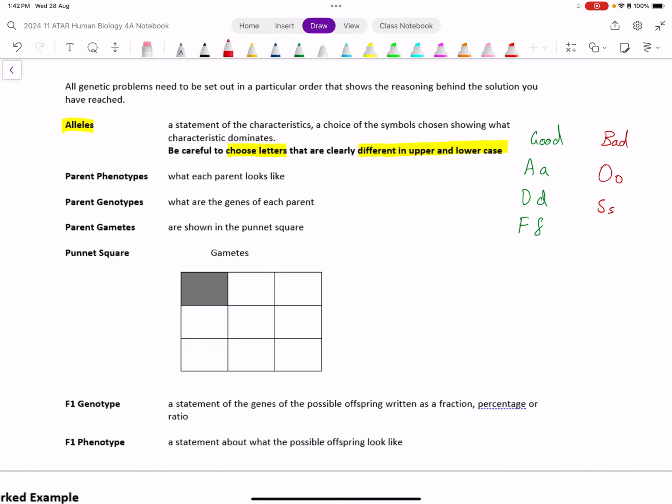Things that are not so good, things that can be quite difficult, would be O or S, or even though we've used it previously, T can still be a little bit confusing sometimes.